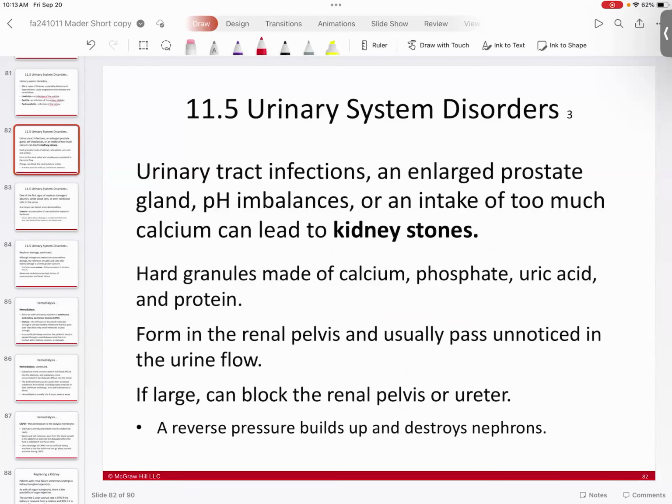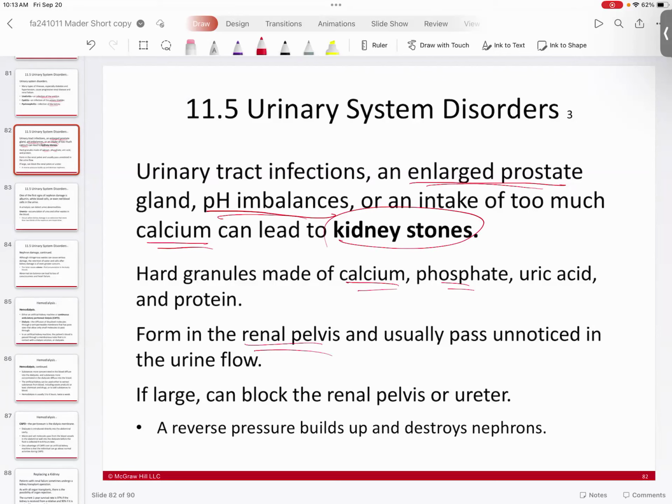So urinary tract infections can occur. That's basically bacterial infection of the urinary tract at some point. You can have an enlarged prostate, which will start to pinch down on the urethra. pH imbalances can cause issues because they can create kidney stones, because changes in pH can cause things like calcium to start nucleating and start precipitating out, and they'll start to form hard granules made out of calcium and phosphate, uric acid, protein, and then they'll basically form stones.